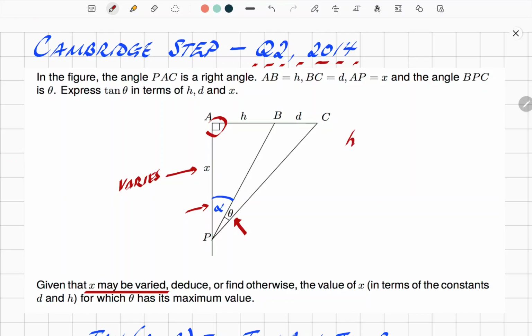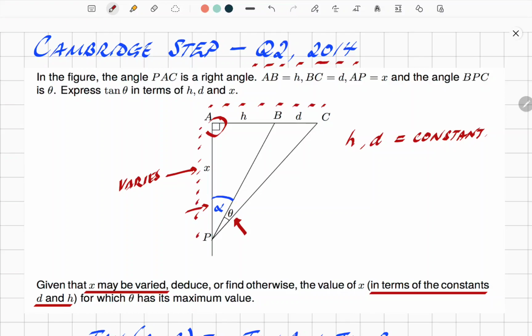But h and d are constant. Just to verify, that's what they've put in there. So in this triangle, we don't change the line A to C, but A to P, this line does change. All of that one can change.